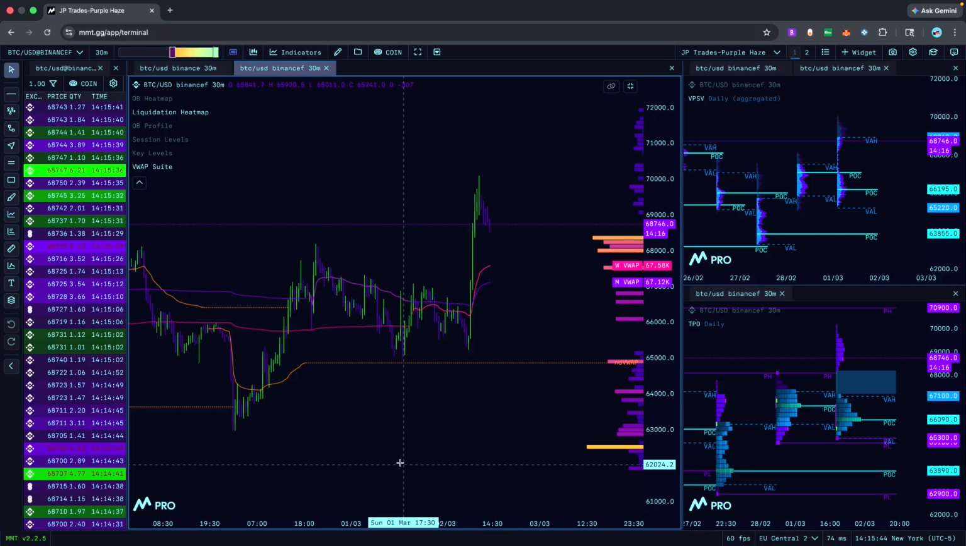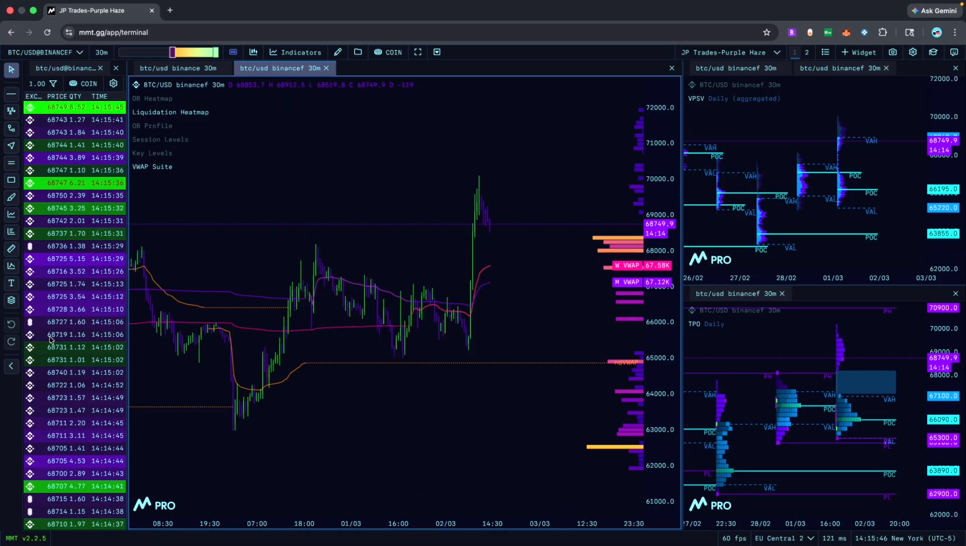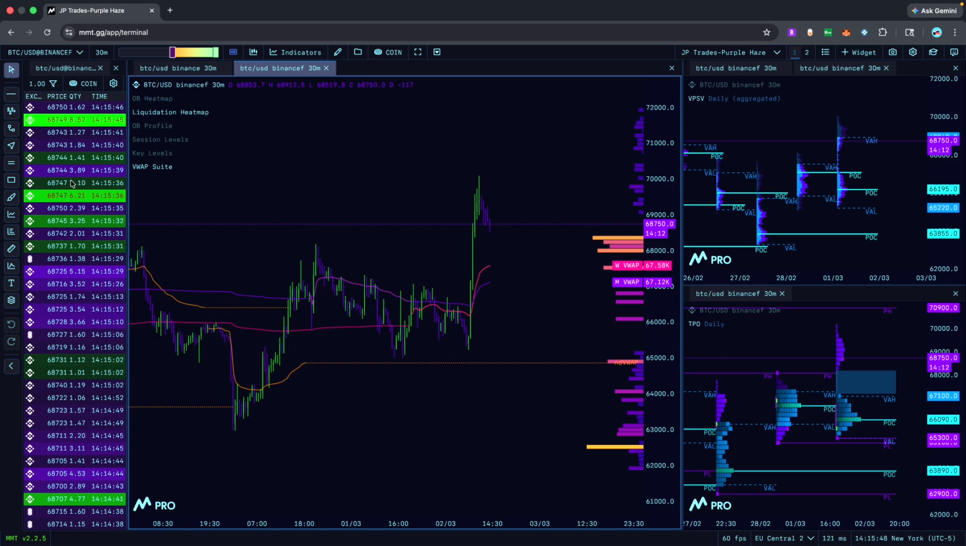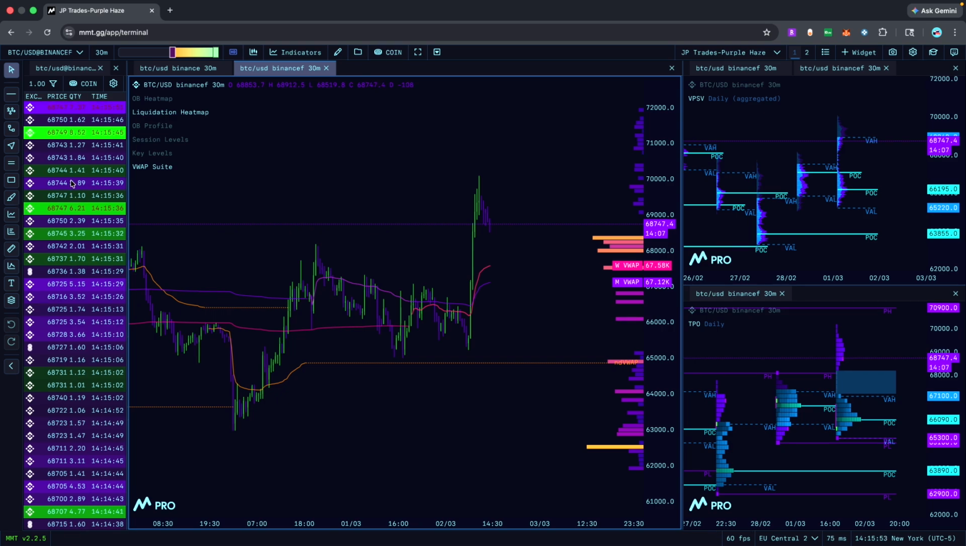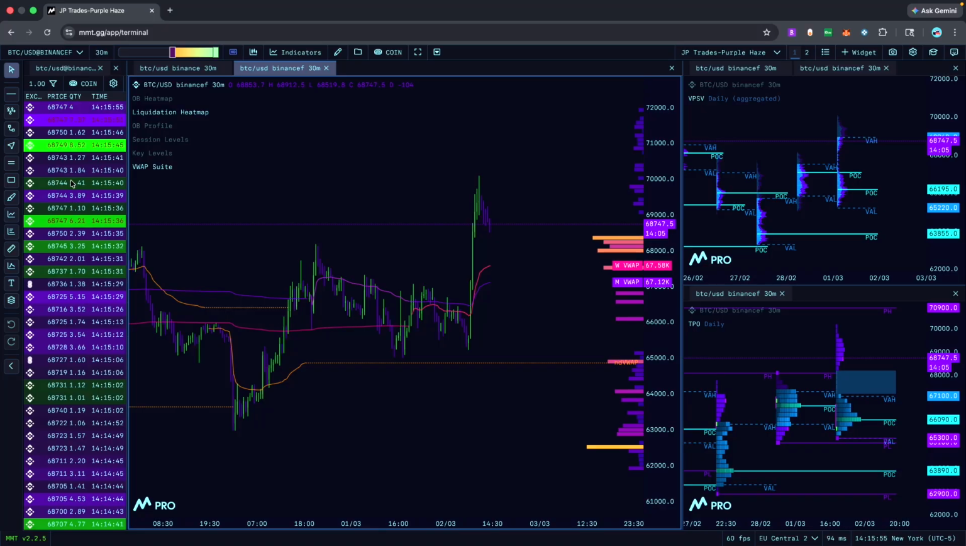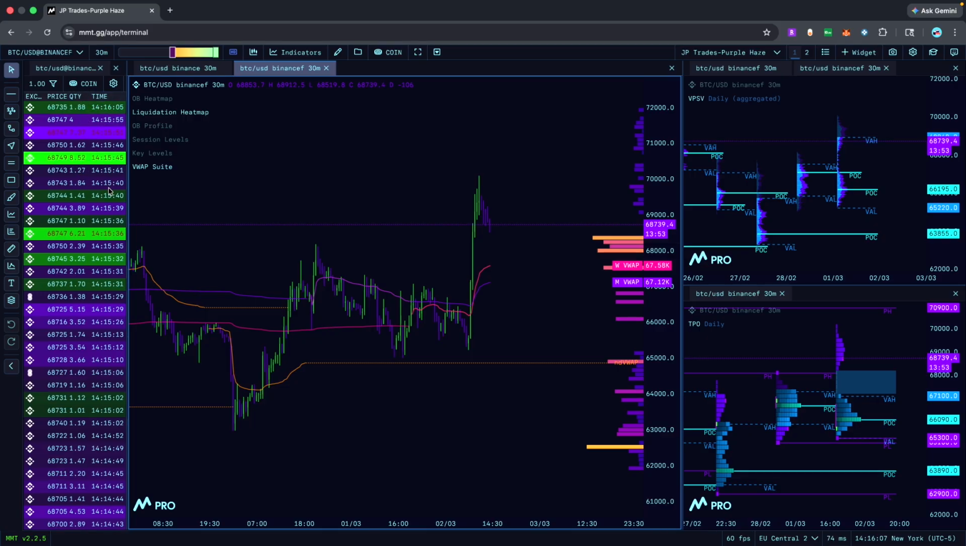Next, let's move your attention over here to this left column. This column is called the tape, or it's also called time and sales, but in Market Monkey, it's simply named trades. Now, the tape displays executed trades in chronological order. So each print you see represents a completed transaction, including the size and the direction at the time. So unlike the footprint, which organizes participation by price, the tape organizes it by time. So it allows you to see tempo and clustering of the market orders coming in.